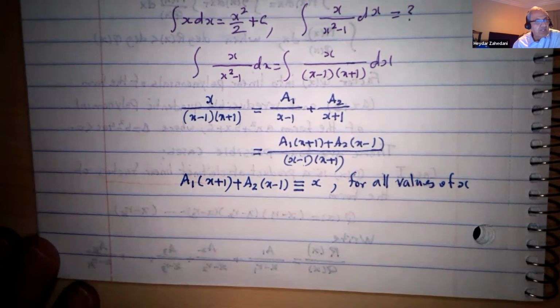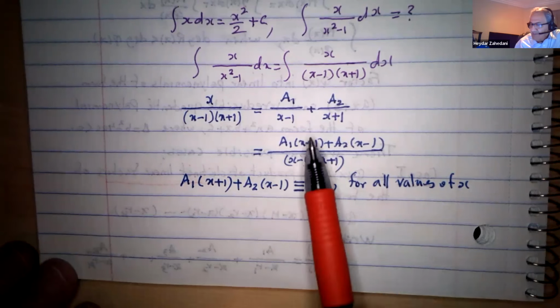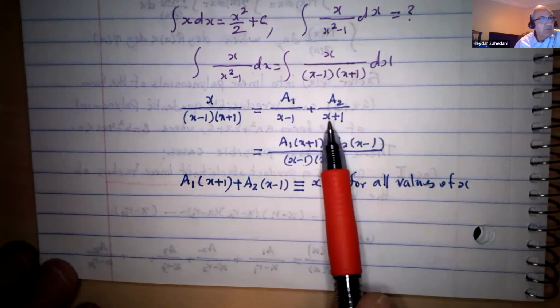There are different ways to create them. The easiest one is to just pick two numbers, because this is true for all values of x. So we are going to pick two numbers for x. You can pick any two numbers you like, but pick some easy ones. The easy ones are the ones that make a denominator factor equal to 0.